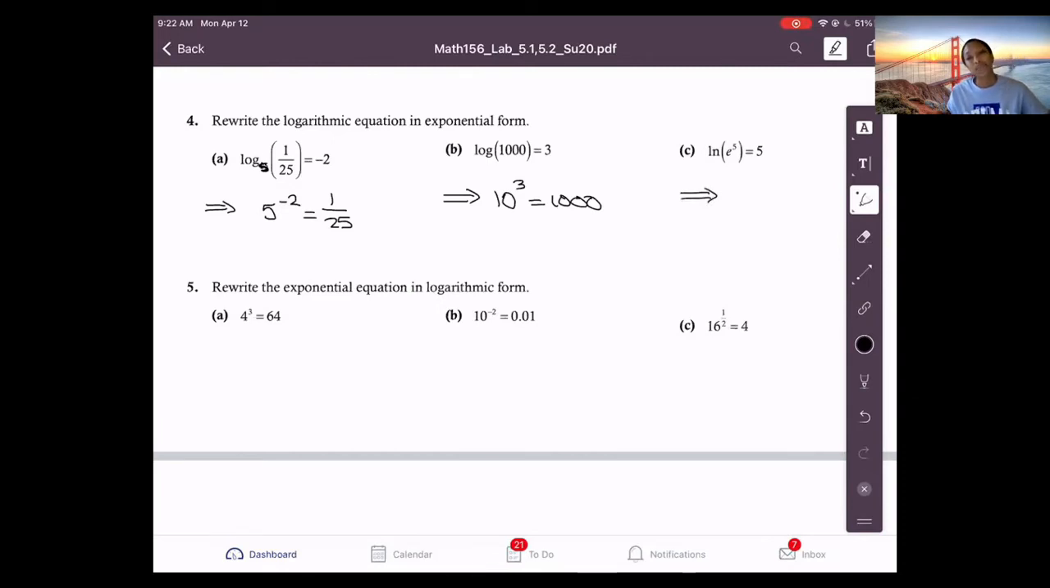And then last one, this one might look a little funny, but this is what it means. We see ln. ln tells us that our base is e. And then the logarithm is equal to 5. So this is e to the 5th power. And then the term we're taking the log of here is e to the 5th. So the exponential form here would just be e to the 5th power equals e to the 5th power, which is true.